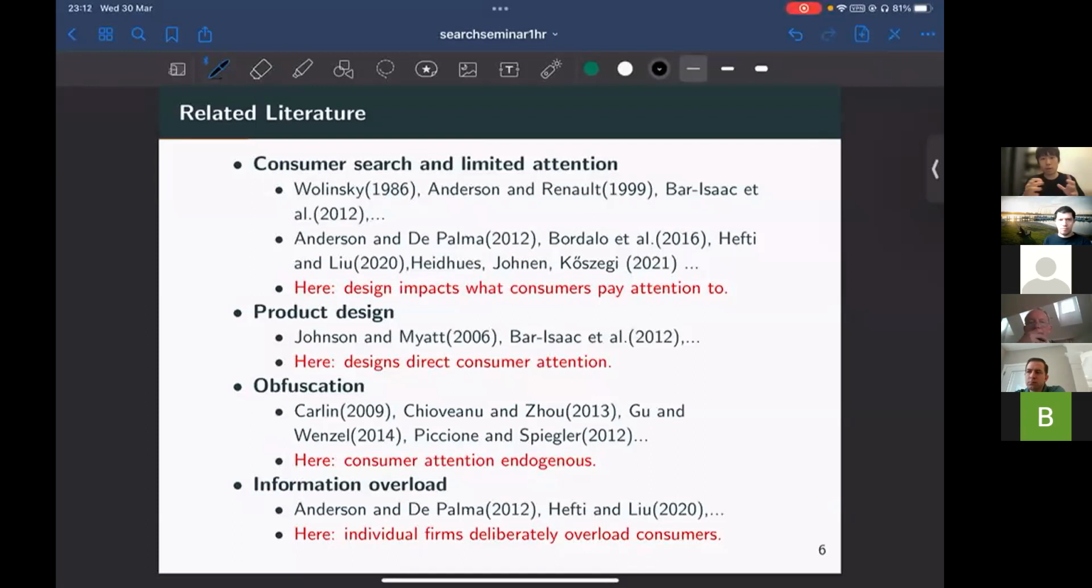Of course, this paper is related to the product design literature because we use a model of product design. But here design influences consumers' attention. We are also related to the obfuscation literature, but here consumers' attention is endogenous. So consumers get to search more or less information about different products. And lastly, we are also related to the information overload literature. But here, individual firms deliberately overload consumers so as to redirect their attention to information about product characteristics instead of price.